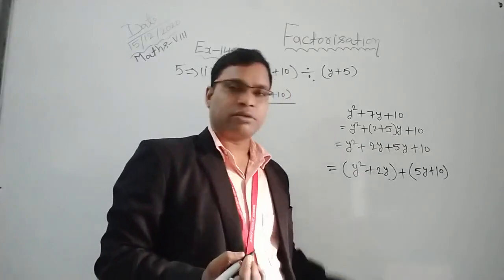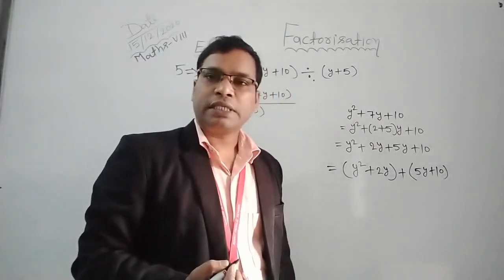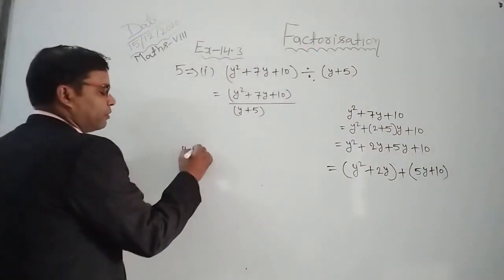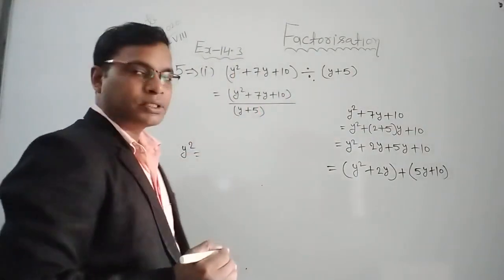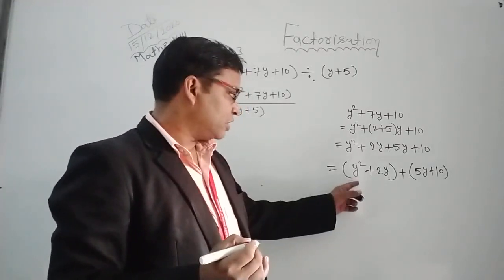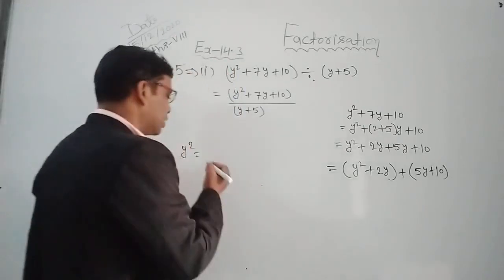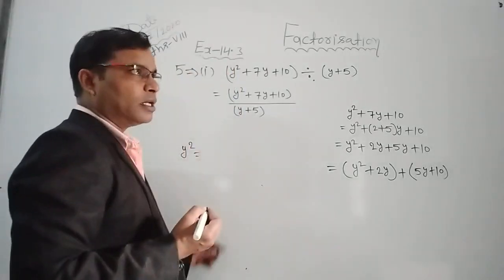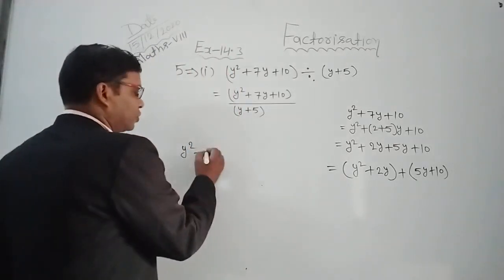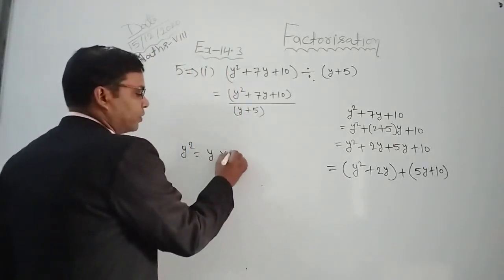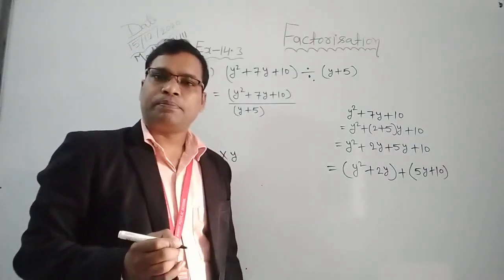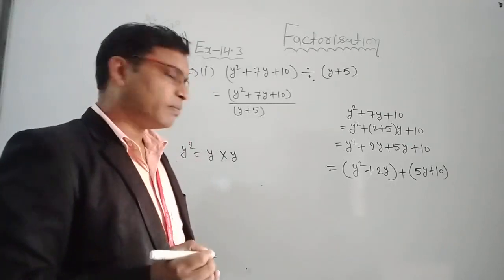So what is common in the first group? How do we know what is common? For this we express the terms as a product of irreducible factors. The first term is y square, so we can write it as the multiplication of irreducible factors: y square is equal to y into y.